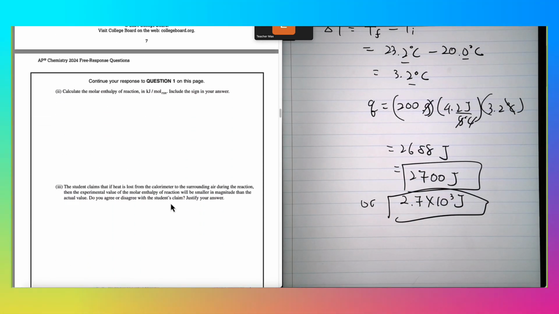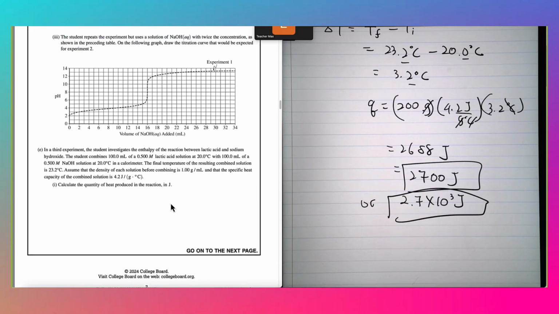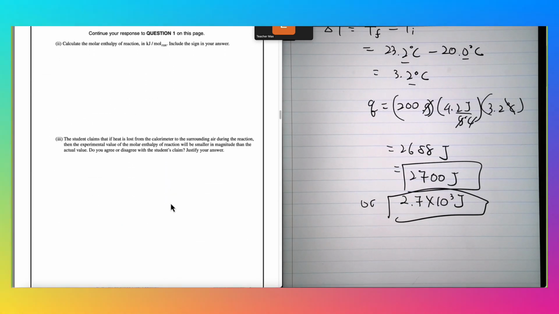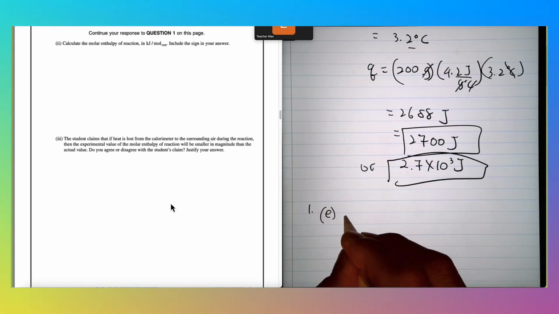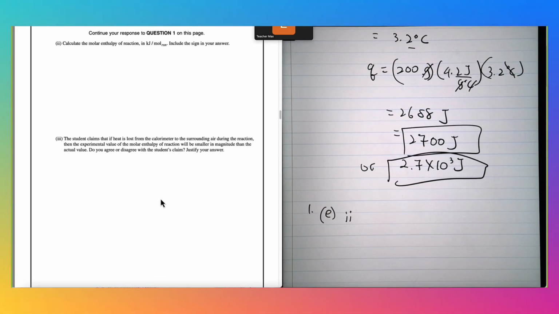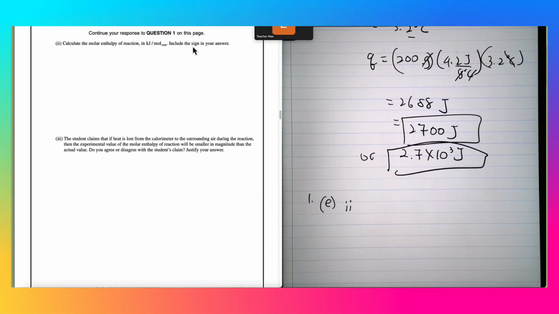Now, for part 2 of number 1, E. So this is still E, Roman numeral 2 now. Calculate the molar enthalpy of the reaction in kilojoules per mole of reaction and include a sign in your answer. So be careful. If you have minus or plus, it matters here.